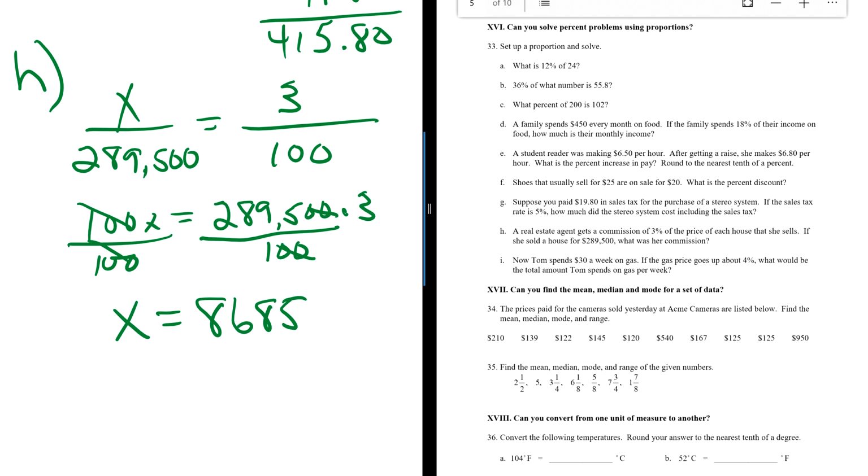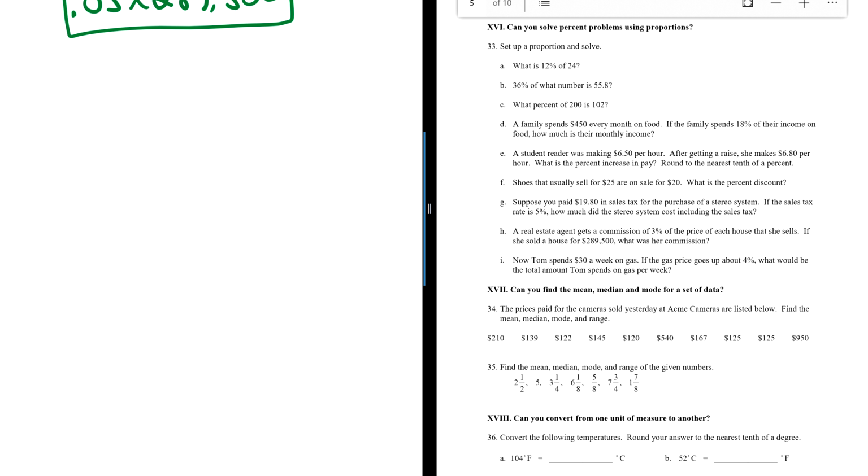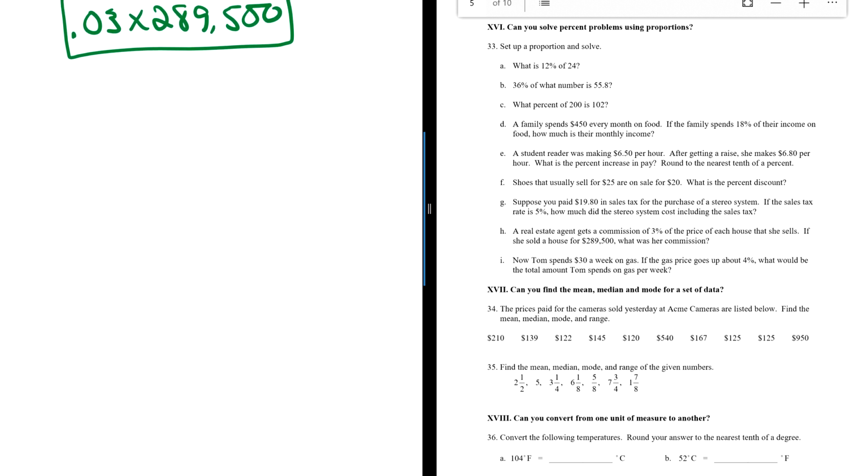That was her commission, getting 3% of the $289,500. So you could say, what is 3% of $289,500? What is 3%? 0.03 times $289,500. Punch this into your calculator, see if you come up with the same thing. 0.03 times 289,500 is 8,685. Think about that in terms of commission, or percentage of an amount that you're going to be entitled to if you work on commission. All right, let's see. Now this is I.